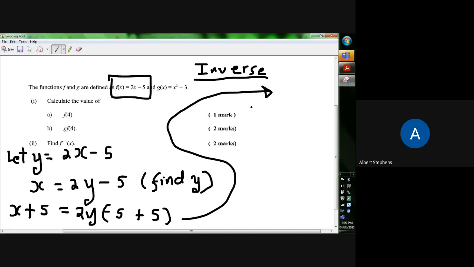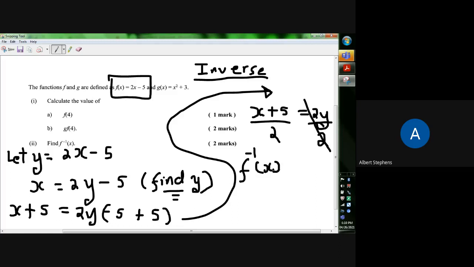All right, so we end up with x plus 5 equals what? 2y. But what do we want to find? Y. So what I do here is just divide everything by 2. And this 2 cancels out. So that's the answer. So y is equal to x plus 5 over 2. Whatever y is equal to, that would be the what? The inverse. So that's the answer. So f inverse is equal to what? X plus 5 over 2.